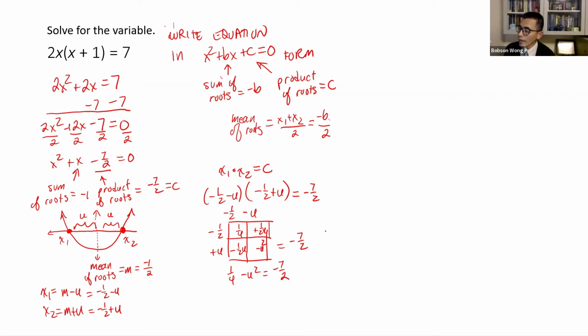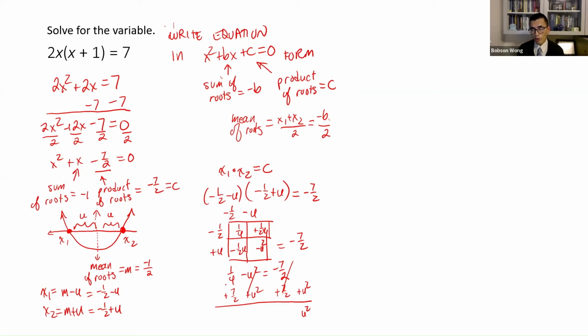We're going to add 7 over 2, and we're going to add u squared. Our goal here is to get u squared to the right side of the equation. We're going to move the numbers over to the left side. So these 7 over 2s add up to 0. These u squares add up to 0. We're going to get 1/4 plus 7 over 2.